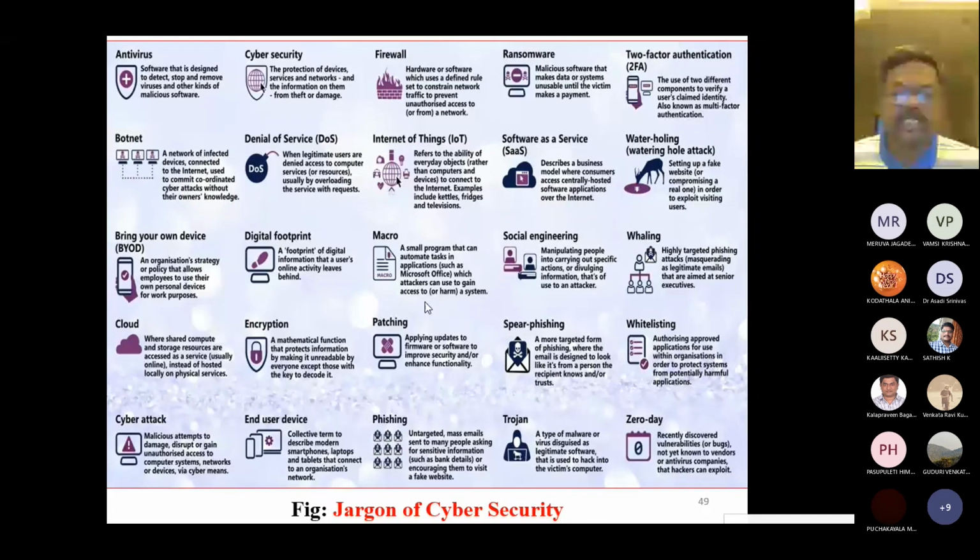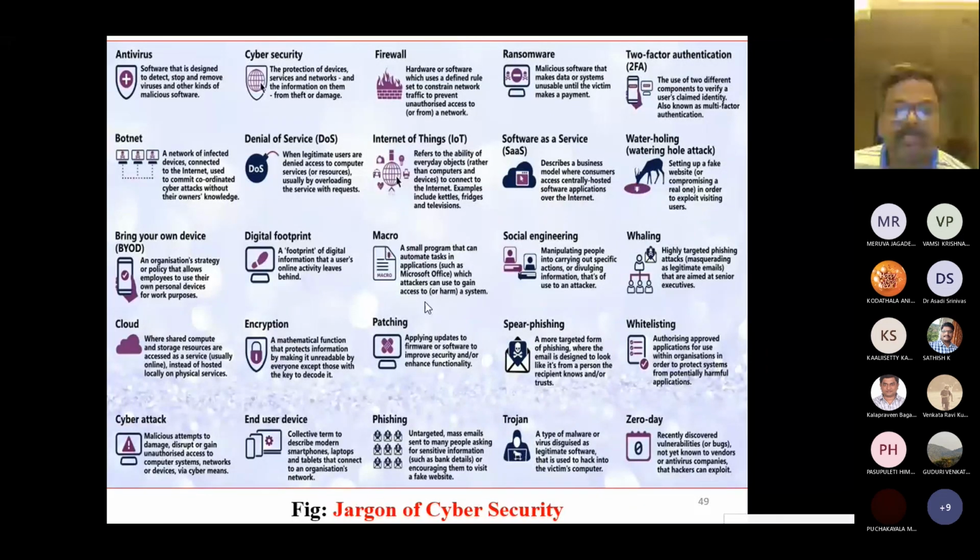Cyber attack. A cyber attack is nothing but a malicious attempt to damage or disrupt, or gain unauthorized access to, computer systems, networks, or devices via cyber means. End user device is a collective term to describe modern smartphones, computers, data centers, laptops, and tablets that connect to an organization's network.